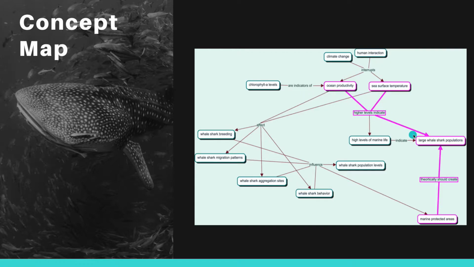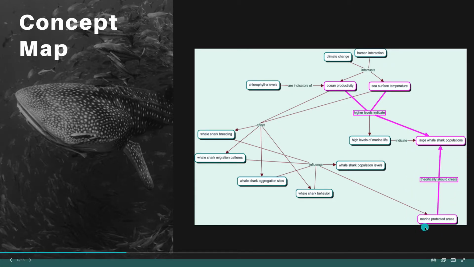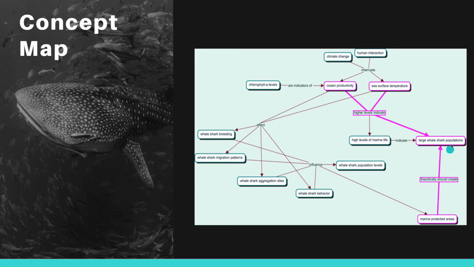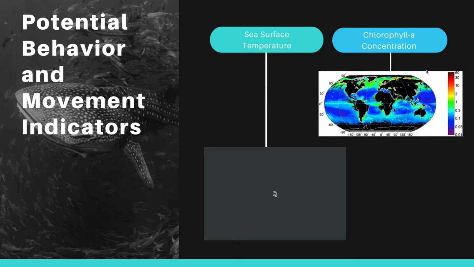So these two indicate large whale shark populations, and then we're also going to look at this branch, which is marine protected areas should theoretically create large whale shark populations. I don't know why these are not showing, I'm sorry, but we'll be able to see this image later on as well, and I'll make sure to point that out. But these are the two indicators that I chose, sea surface temperature and chlorophyll A. Again, I mentioned that those were from a paper, as the most important indicators for behavior.